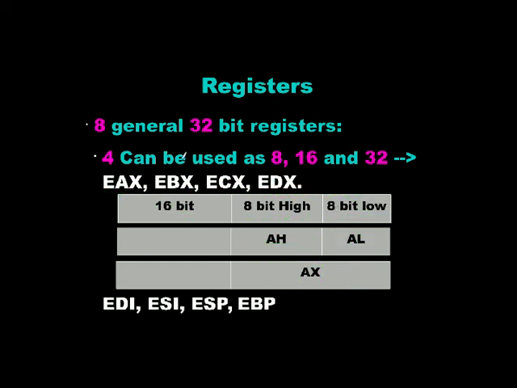We have also EDI, destination index, and ESI, source index. Those are mainly used with arrays and strings. Think of them as destination index and source index. We're going to see how we use them with strings and arrays.